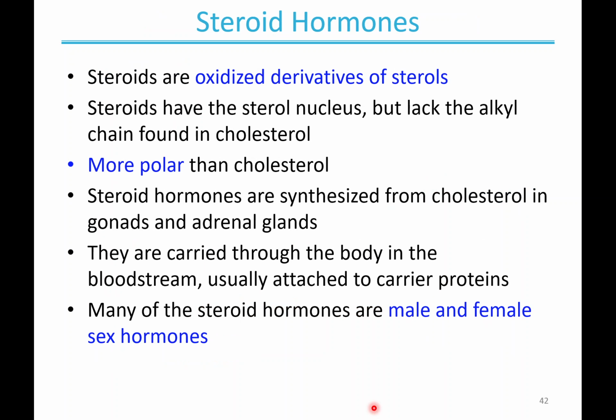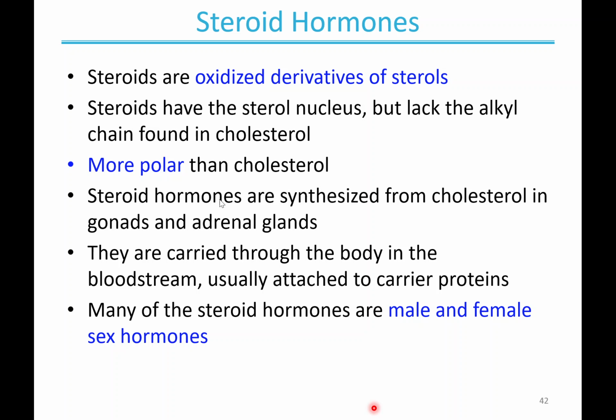Okay. Steroid hormones that are derived from sterols are just oxidized derivatives of sterols, right? And they have that steroid nucleus, the 4 rings, but they lack that alkyl chain found in cholesterol. Because they've been oxidized and lack that hydrocarbon chain, they're more soluble and they can flow more freely through the body. And they're obviously, because of that, more polar than cholesterol.